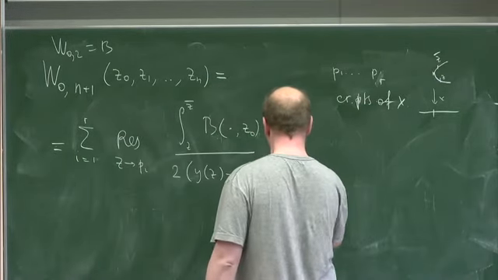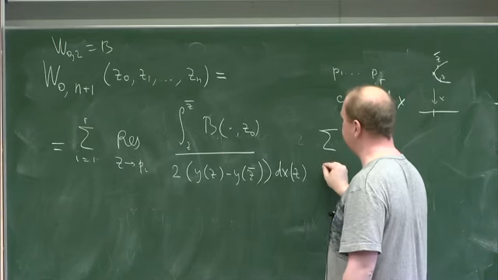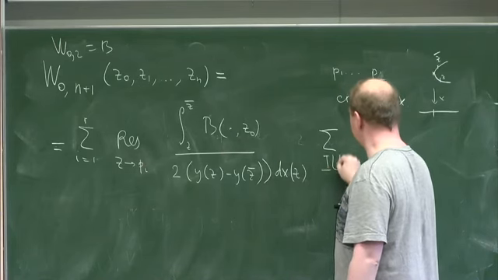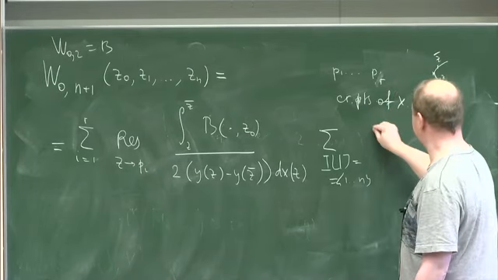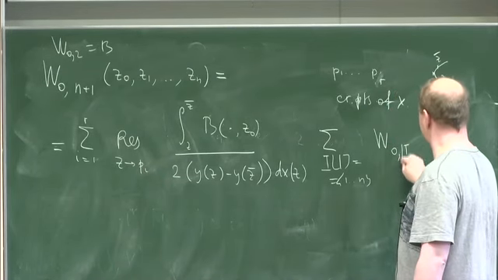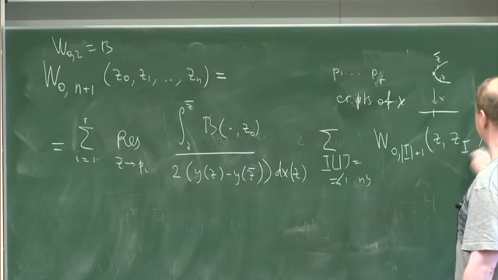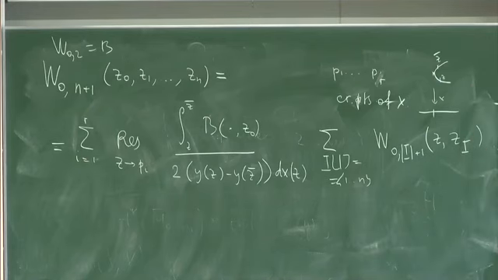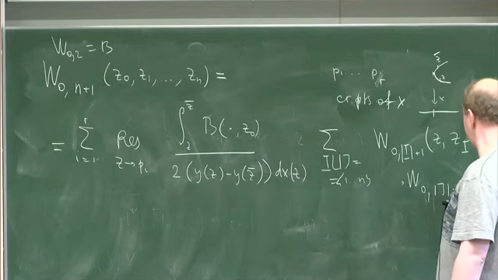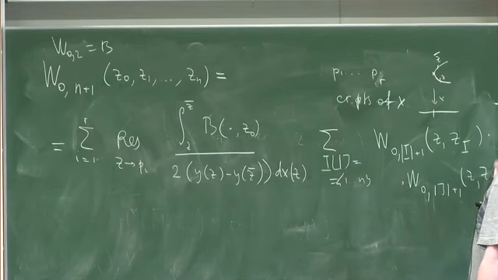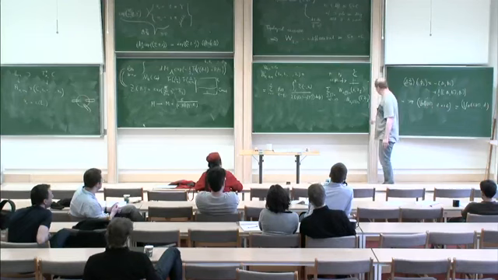And then I have dx(z) times the sum over all ways to split n into a disjoint union of two non-empty sets I and J of W_{0,|I|+1}(z, z_I) times W_{0,|J|+1}(z, z_J). When I say z_I, I mean that I list here all the variables z with indices in I. Sorry, can you repeat? What did you say when you wrote z_I?